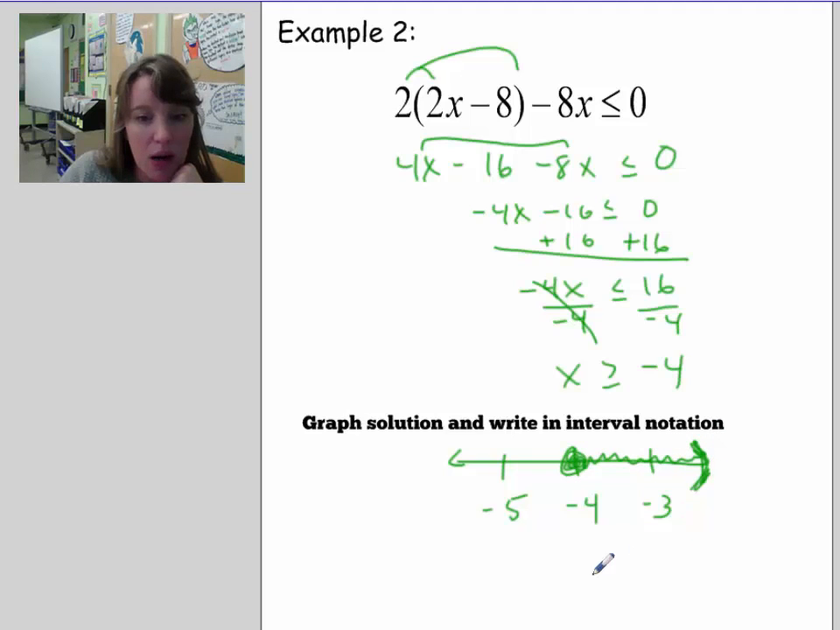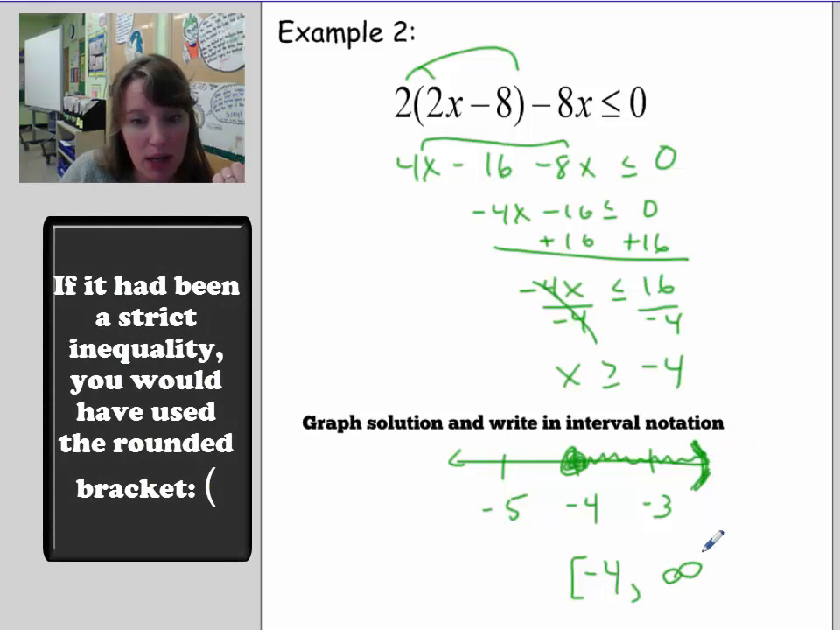So I'm going to use a closed bracket because I can include the value of -4 here, and I want to put a comma. This is the lower bound, the minimum number that I can put in here for x. A square bracket means I can actually include that minimum number. And it goes up to infinity as indicated by this arrowhead, and I want to use a rounded bracket here, just a parenthesis symbol.